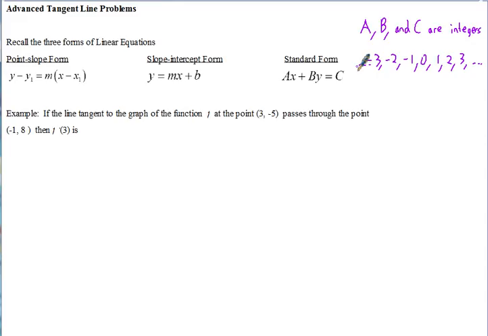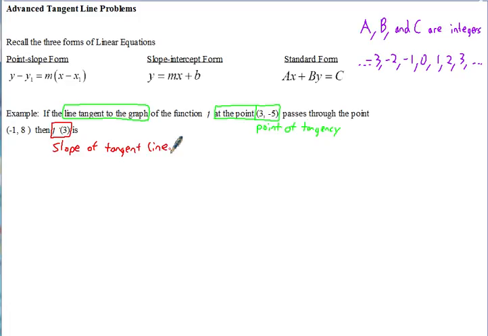The first example says: if the line tangent to the graph of the function at the point (3, -5) passes through the point (-1, 8), then f prime of 3 is... That means this point, (3, -5), is our point of tangency. Notice that f prime of 3 has the same x-coordinate as our point of tangency, so it represents the slope of the tangent line. That's what we're really asked to find.